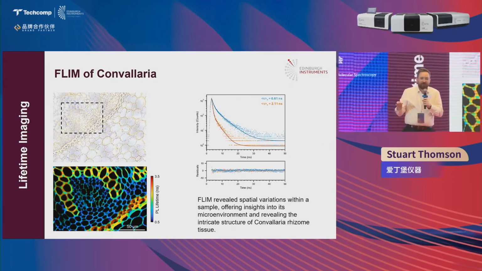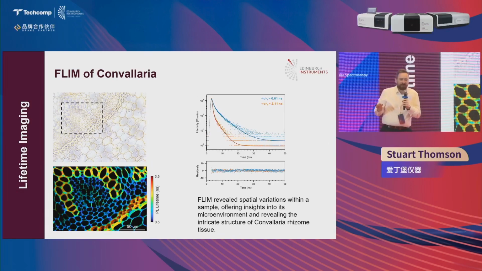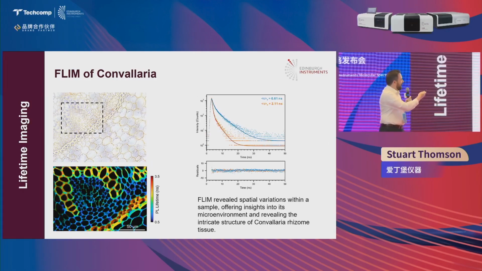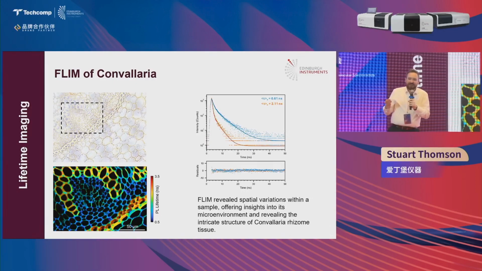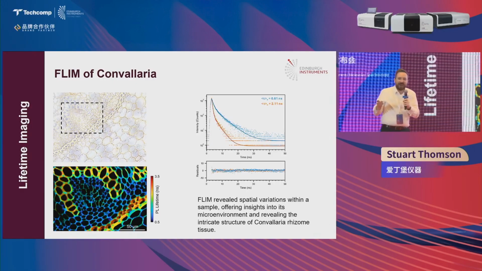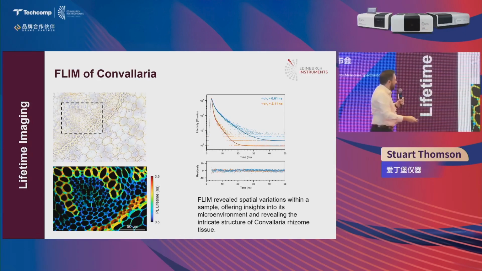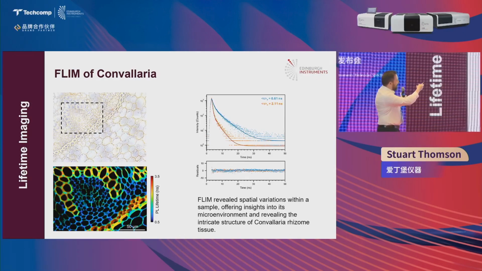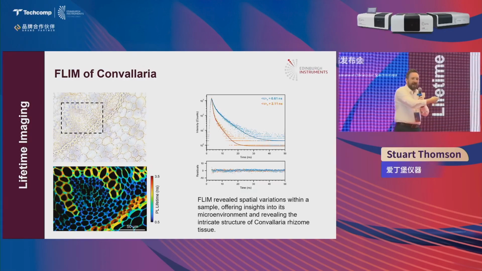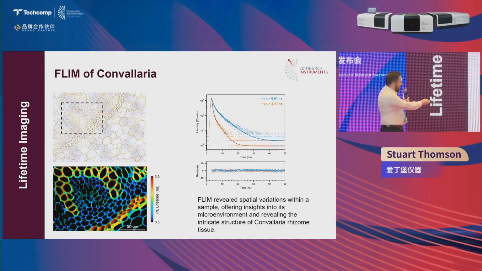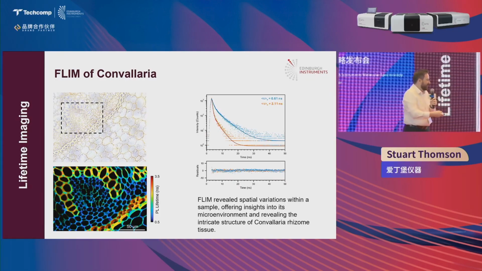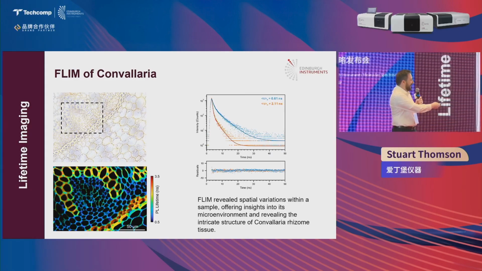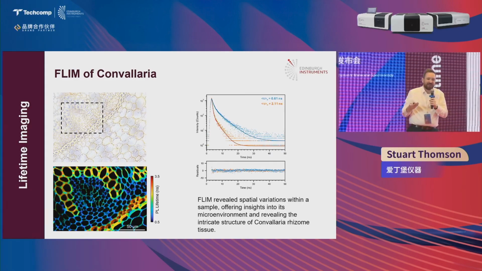Moving away from semiconductors towards biology, the micro-PL can also be used to analyze biological samples. This is an example of a convallaria root that's been stained with a fluorescent dye that's sensitive to the microenvironment of the root. The top is a standard microscopy image, and the bottom was acquired on the micro-PL. We can see that the lifetime varies depending on the microenvironment within the root cell, changing from about 0.9 nanoseconds to around 3 nanoseconds throughout the cell.